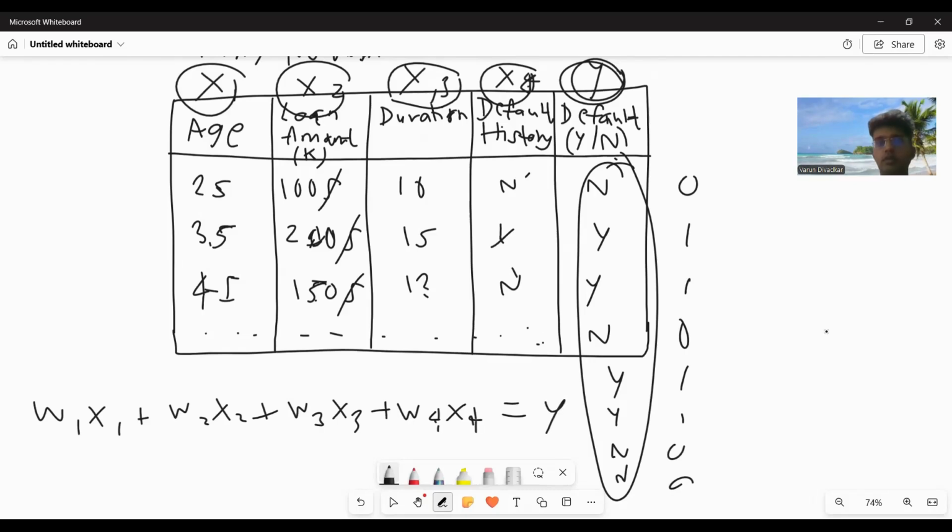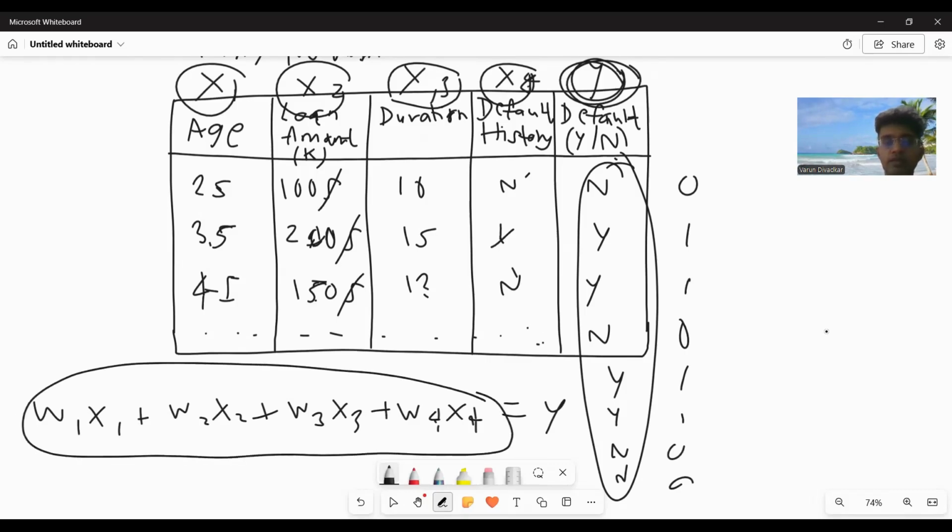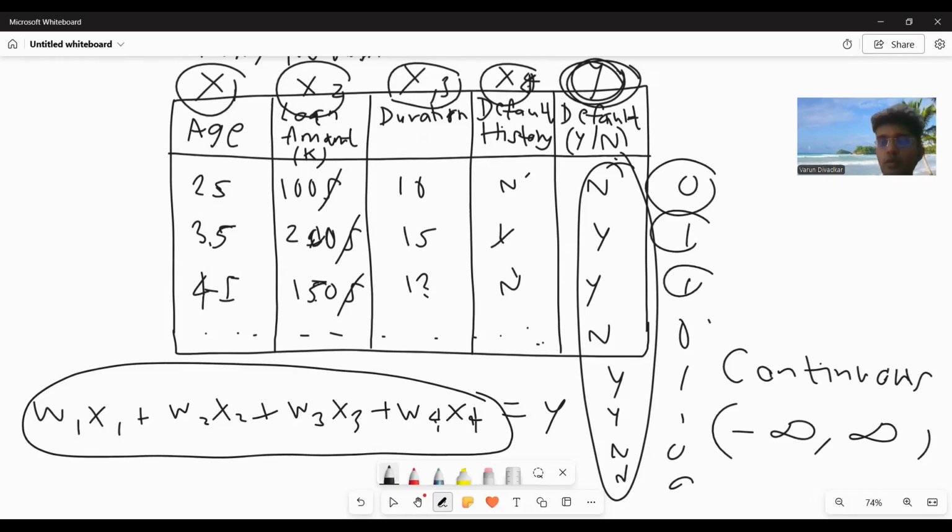Okay, but there's a problem here because this is the equation of a straight line, and this is going to predict something called a continuous value. This continuous value can be anything from minus infinity to plus infinity. But what you're trying to predict here is categories like 0, 1, 1, 0. So this itself does not work well. You need to somehow convert this to a categorical variable, something which gives you a number that signifies a category.